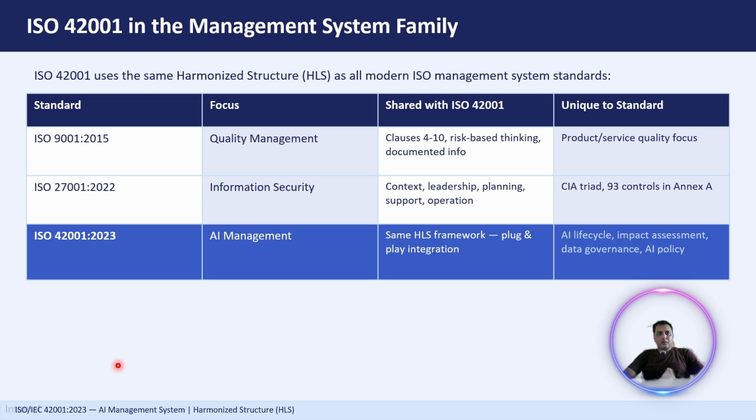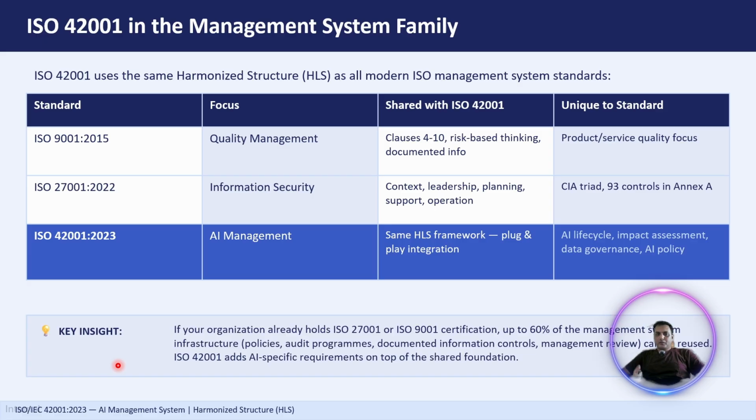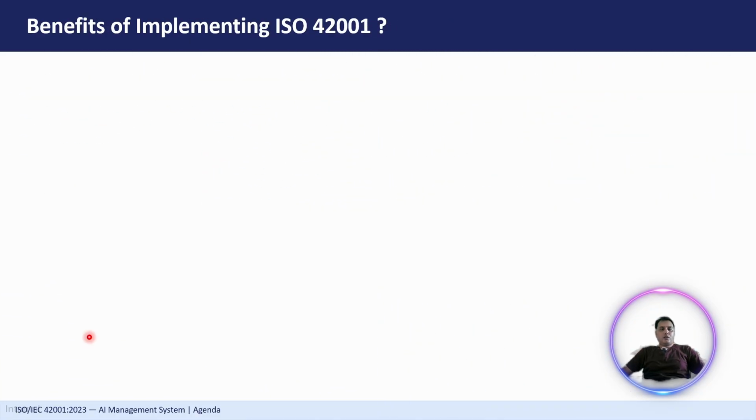It has the same harmonized structure framework and plug-and-play integration, so it can easily be integrated with your other standards, as I said. It is focusing on AI lifecycle, impact assessment, data governance, and AI policy. So it is basically for an artificial intelligence management system. As I said, if your organization holds ISO 27001 or 9001 certifications, up to 60% of management infrastructure, policy, audit programs, documented information controls, and management review can be reused, or the same documents or same format can be reutilized for ISO 42001. All right, now let us understand the benefits of implementing ISO 42001.